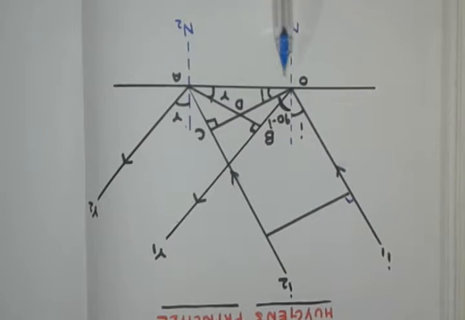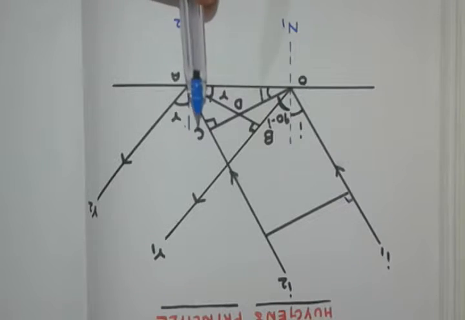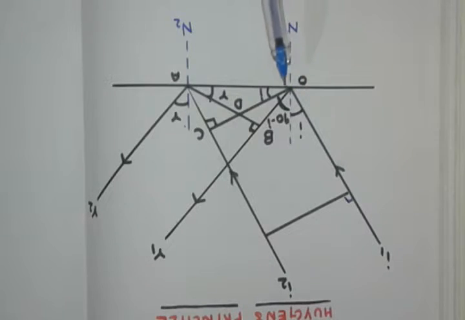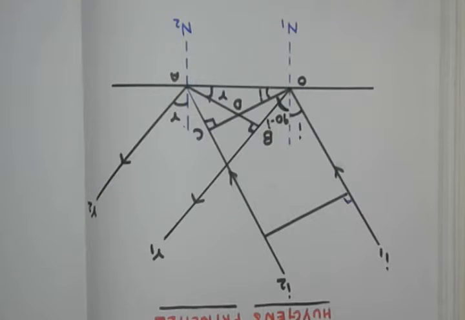So the ray I1 comes and strikes the reflecting surface at O, but by that time the ray I2 has only moved up to the point C. Got it? By the time I1 strikes O, I2 would have only moved up to C, because I2 has to travel a longer distance as compared to I1. Cool.